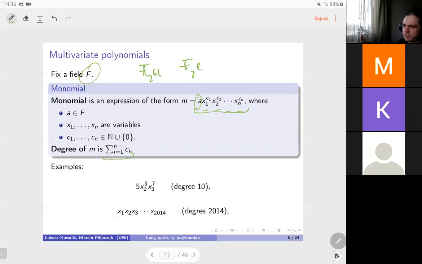In many cases, we'll be having a lot of multilinear monomials. Multilinear monomials mean that every variable is with power 0 or 1. So this is just a product of many variables with maybe some coefficient up front. This is a multilinear monomial of degree 2014. You can guess in which year the first edition of the slides was presented. Okay, so these are monomials.